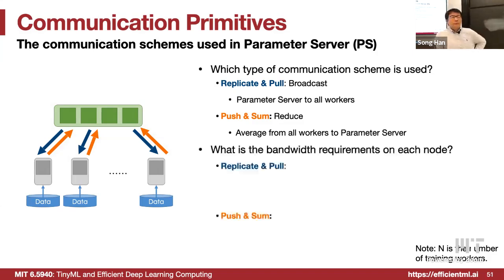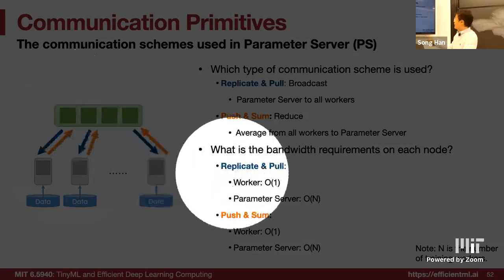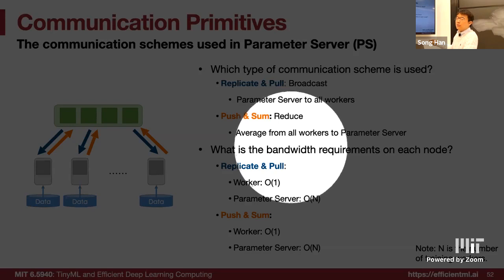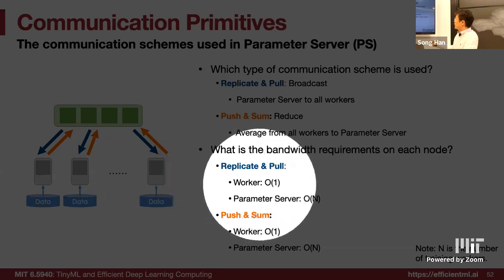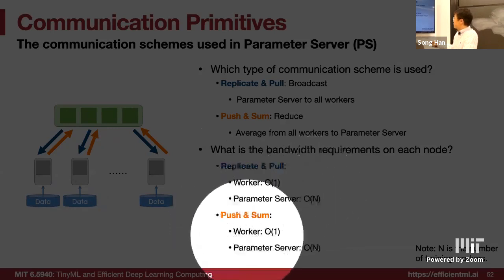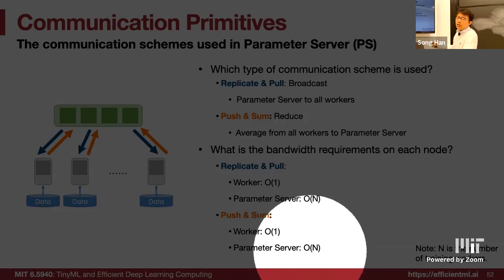So what is the bottleneck here? What is the bandwidth requirement to do this? For replicate and pull, each worker is O(1), right? You just need to pull one copy of data. But for the parameter server, the bandwidth is O(n) because you have n workers. So the replicate and pull will take O(n) communication complexity. For the push, each worker just needs to push its own copy of gradient. So that's O(1). But for the parameter server, they need to receive n copies. So the complexity is O(n).